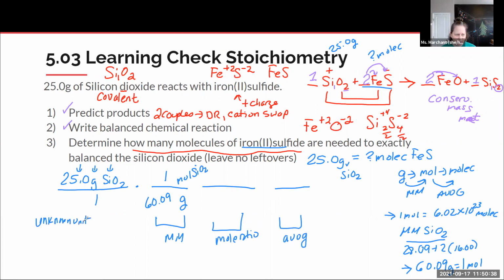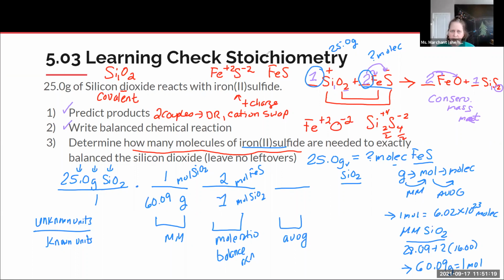Unknown units over known units. Okay, so what is my unknown? My unknown is FeS. So moles of FeS goes on top. My known is silicon dioxide, so moles of silicon dioxide goes on the bottom. Same formatting. But to get these mole ratios, I have to look at the balanced reaction. So if you didn't balance your reaction, you're missing a whole conversion. There are 2 moles of FeS for every 1 mole of silicon dioxide. So now what happens if I cancel here? Grams, grams, moles of SiO2, moles of SiO2.